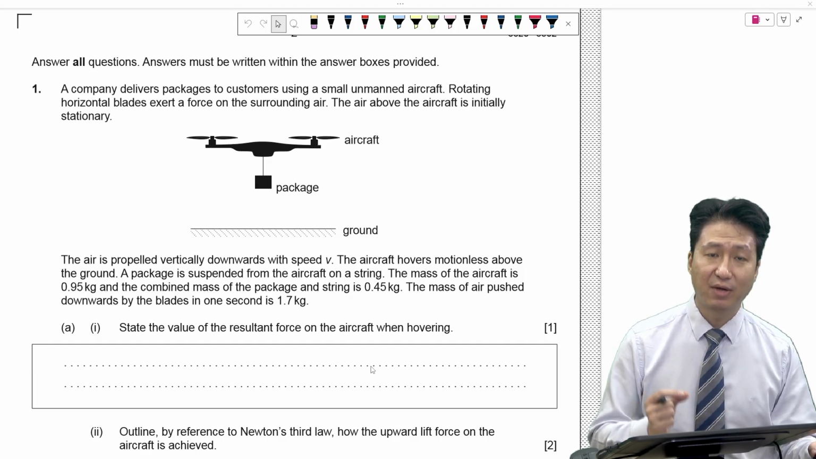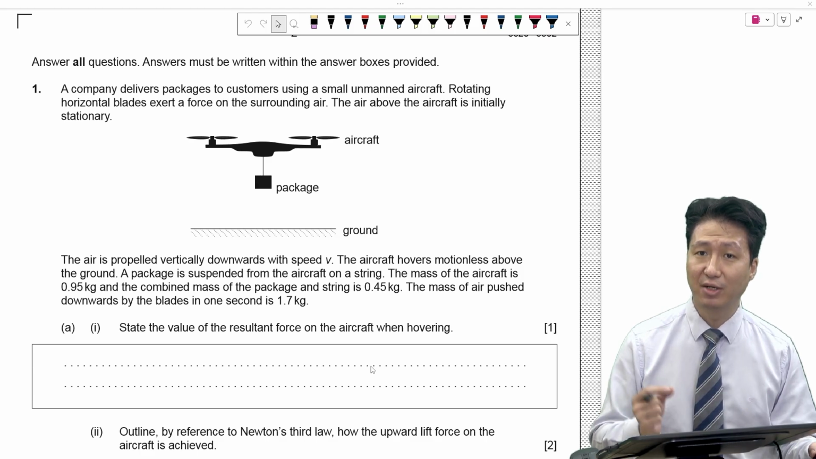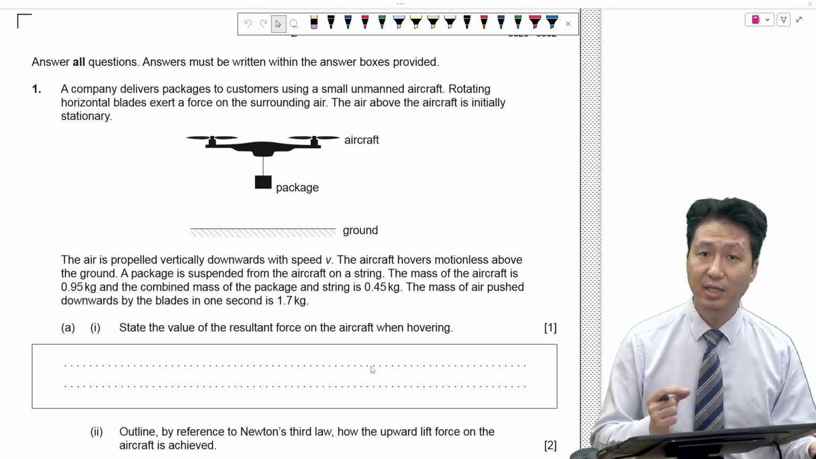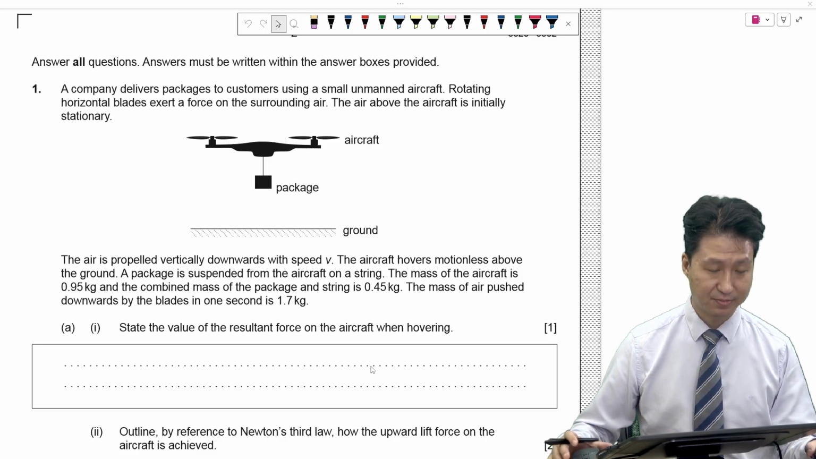The mass of the aircraft is 0.95 kilograms, and the combined mass of the package and the string is 0.45 kilograms. The mass of air pushed downwards by the blades in 1 second is 1.7 kilograms.